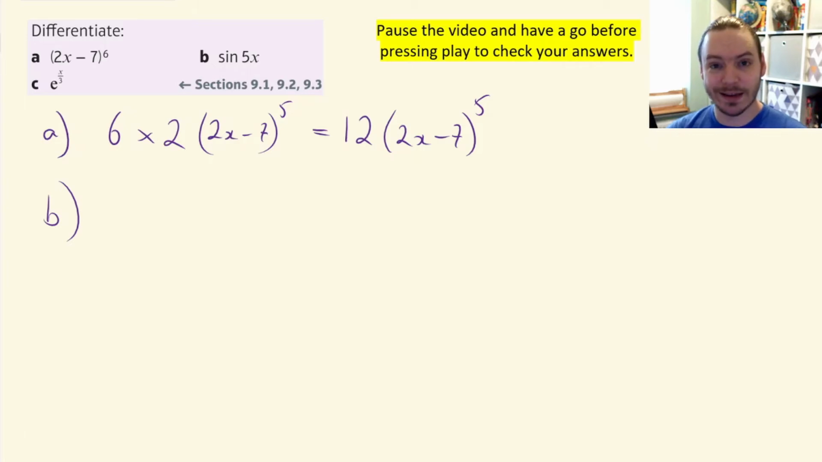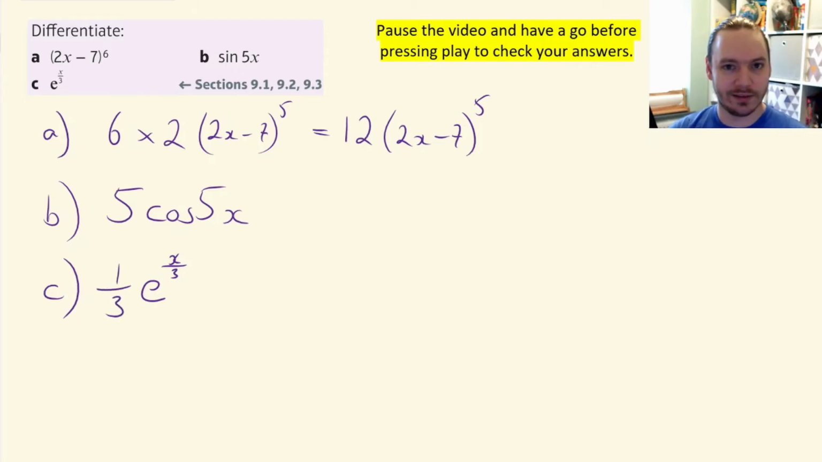B, sine differentiates to cosine, so our answer is going to be of the form cos 5x, but again, this is a little chain rule question. We also have to multiply by the differential of 5x, which is going to be 5 cos 5x. And then C, if you differentiate e to the x, you get e to the x still. If you differentiate e to some constant times x, in this case 1/3, you get the constant multiplied by e to the x, so 1/3 e to the x over 3. All fairly straightforward, all covered in chapter 9 of this year.